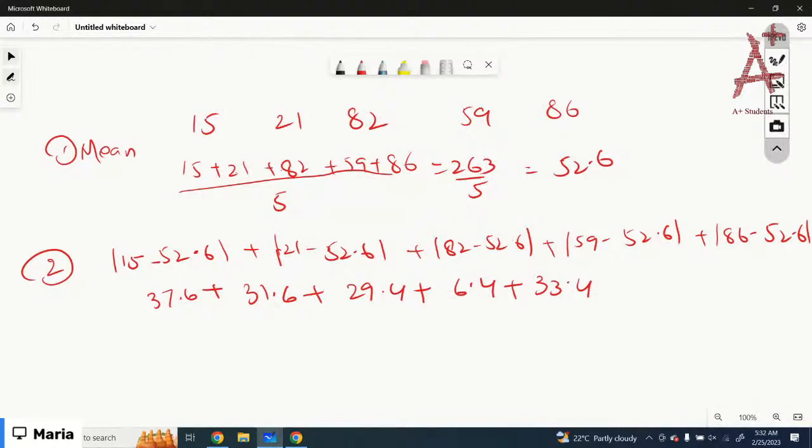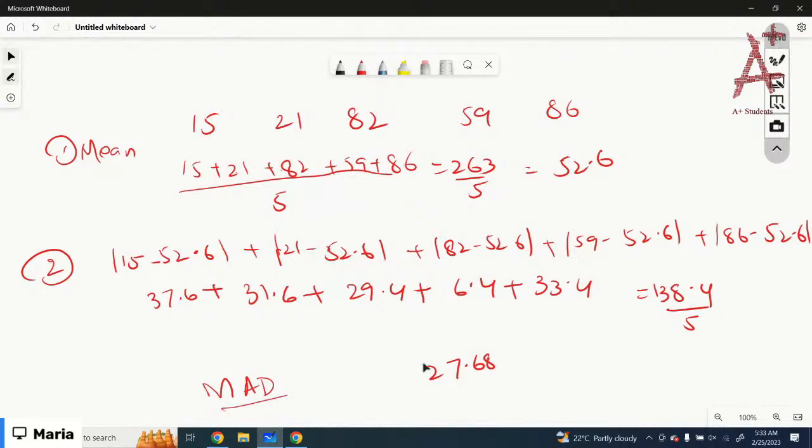Wait, 15 minus 52.6. Okay, 37.6 plus 31.6 plus 29.4 plus 6.4 plus 33.4. Okay, they all sum to 138.4. Divide them by 5. So it is 138.4 divided by 5. That is 27.68. Got it? That means the mean absolute deviation is 27.68.